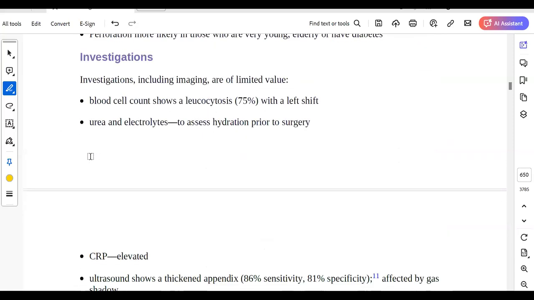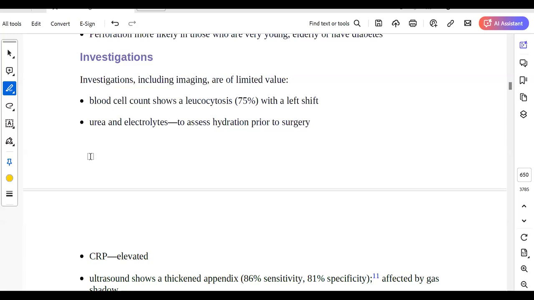So what investigation would you do? Most of the time, it is a surgical emergency. If everything goes right, like the patient has typical abdominal pain, right iliac fossa tenderness, especially McBurney's tenderness, everything goes clinically towards appendicitis, then you don't need to do any investigation to confirm it. You will send the patient to the hospital for an appendicectomy directly.